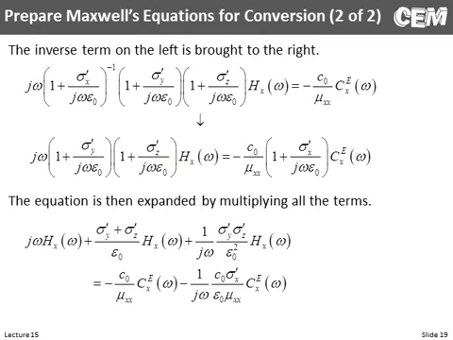Okay, so if we look at the equation we had on the previous slide, one of the terms has an inverse. So what we'll do is we'll take this term and bring it over to the right-hand side of the equation. So here it sits. Now we can take this equation and multiply it out. And we end up with what we have on the bottom here.